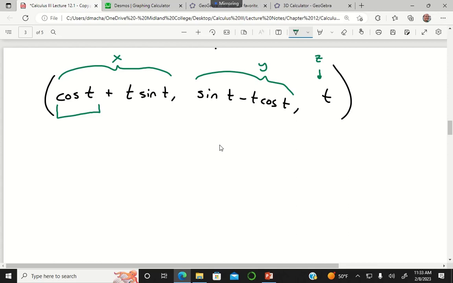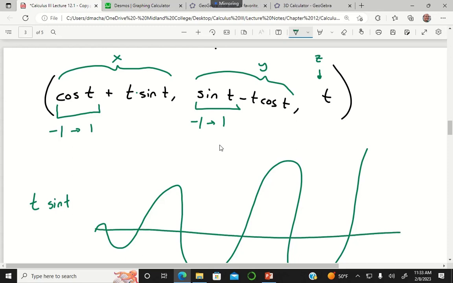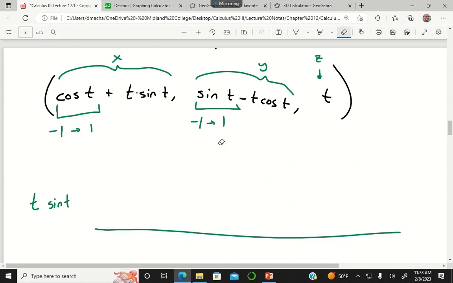In the x direction, cosine of t always takes on values between negative 1 and positive 1. Sine of t is always values from negative 1 to positive 1. T times sine t is not bounded, because t is going to increase to infinity or decrease to negative infinity. But I'm also multiplying times sine of t, and sine of t is going to be switching signs. So while this is not bounded, the curve t sine t is going to look something like this, where it's oscillating between positive and negative, but the oscillations grow as t increases. And so it's really not bounded in the x direction or the y direction either. So I'm actually kind of curious to see what this is going to look like.